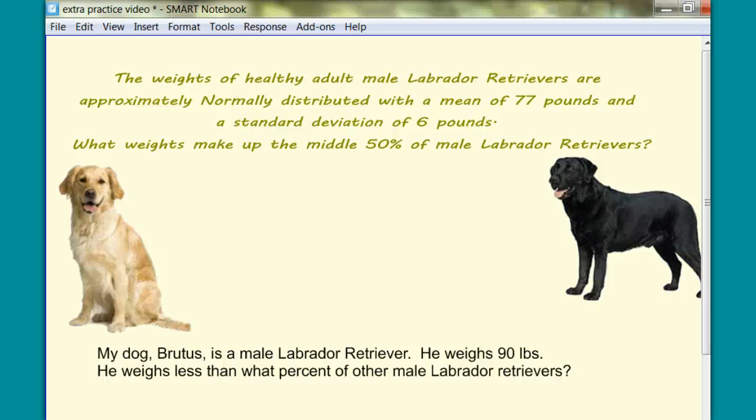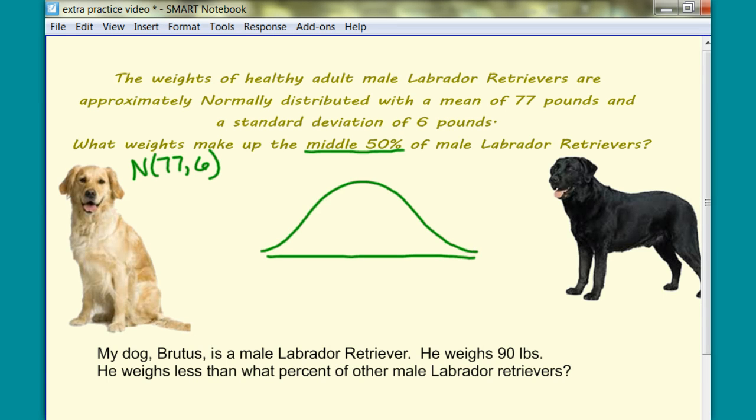It says the weights of healthy adult male Labrador Retrievers, approximately normally distributed, with a mean of 77 pounds. So I'm going to write normally distributed, mean of 77, standard deviation of 6. What weights make up the middle 50%? A lot of you have trouble with that middle 50% or middle anything percent. So I'm going to make my curve. I'm going to put 77 pounds in the middle. I'm going to label the standard deviation at 6.